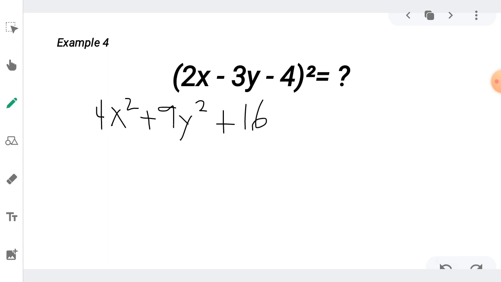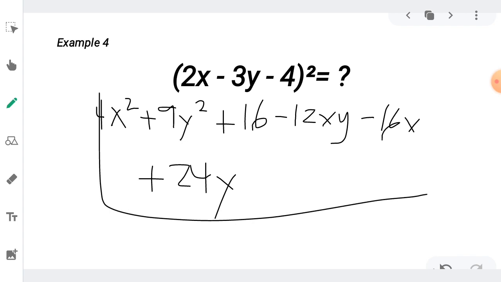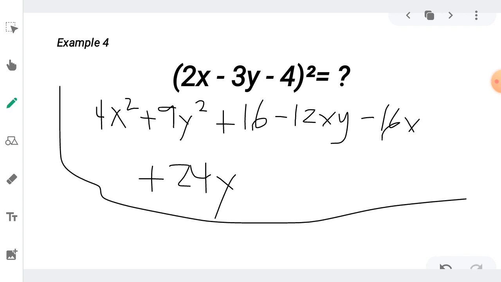And then next is twice the product of the first and second term, 2x times negative 3y is negative 6xy times 2 is negative 12xy. And then twice the product of the first and the last term, which is 2x times negative 4 is negative 8 times 2, negative 16x. And last is twice the product of the second and the last term, which is negative 3y times negative 4 is positive 12y times 2 is positive 24y. So this is the answer in this example number 4.